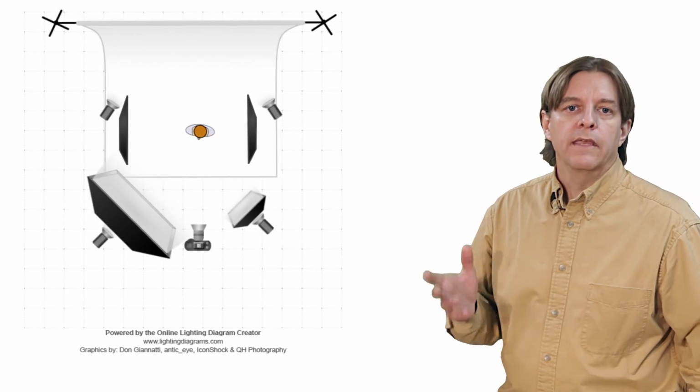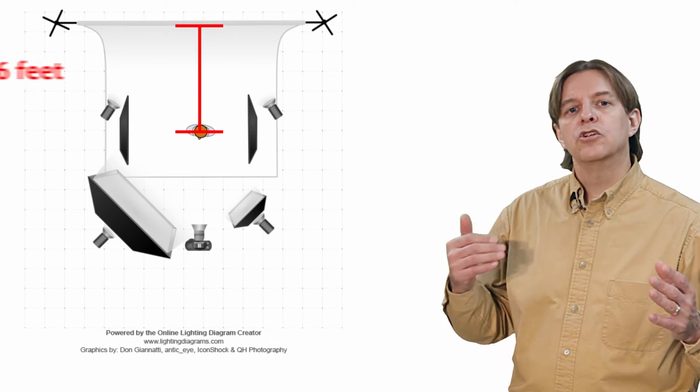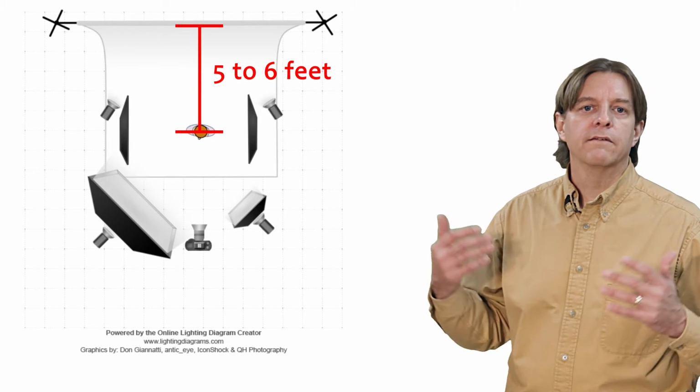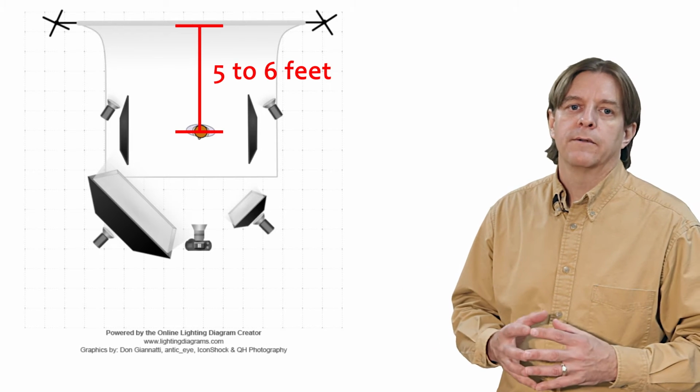Now we place the model in the image. First, we want to make sure the model is far enough away from the background. Too close and the light will bounce off the background and flare around the subject. A good starting point is 5 to 6 feet from the background.